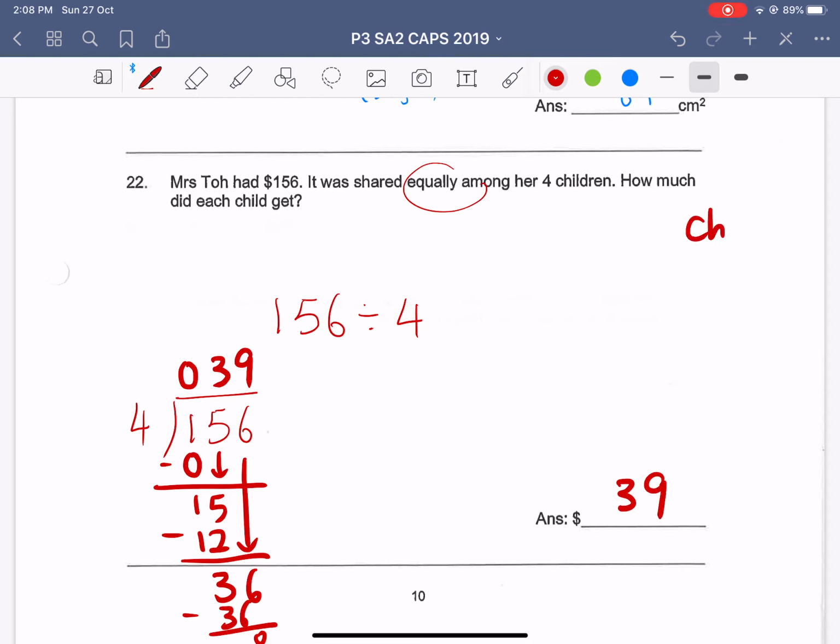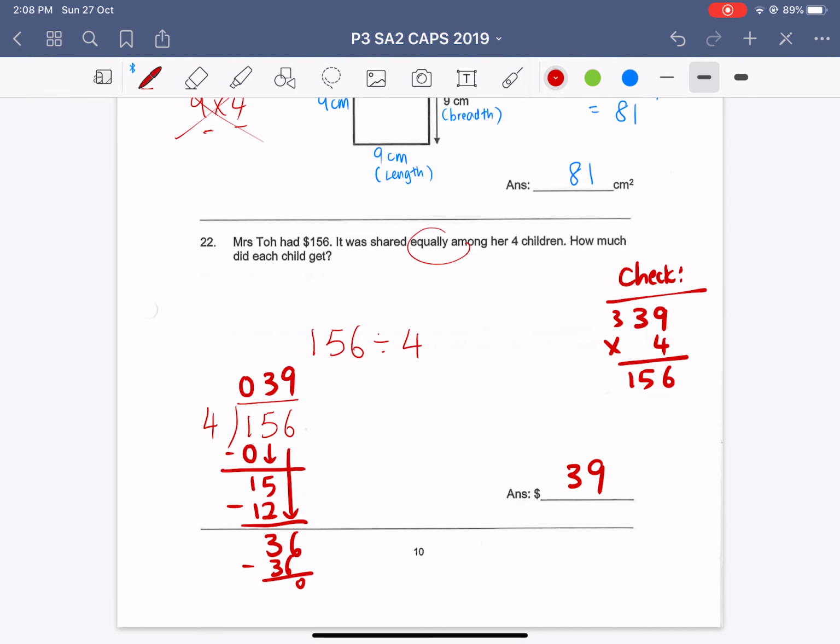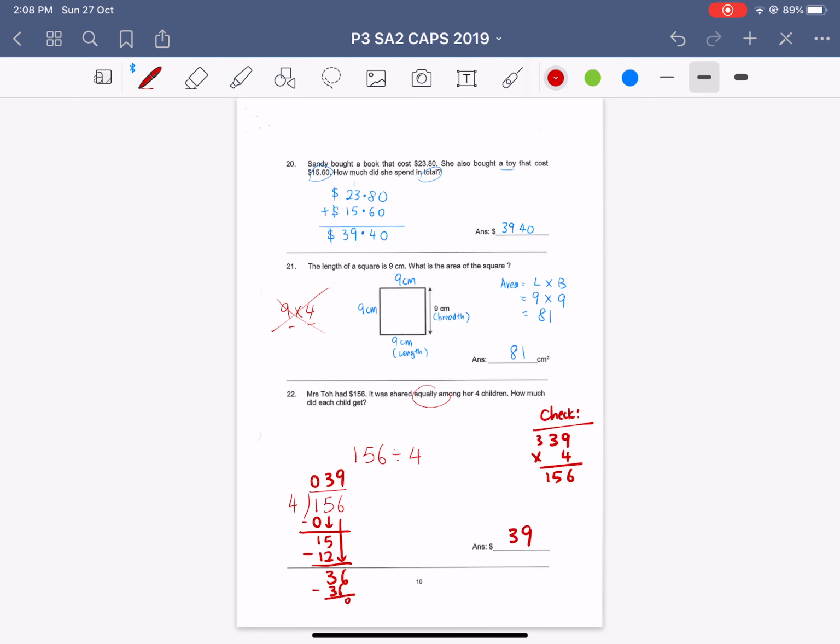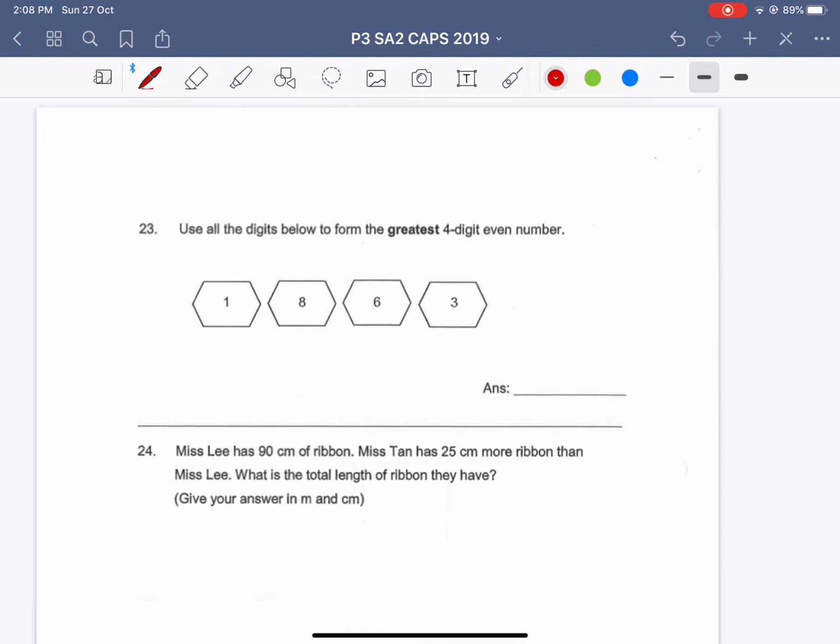So again, if we have the time in the exam, what do I suggest? I suggest doing the opposite to see whether I get the same answer back. Okay? So now $39 must be correct. Okay, so that is for page 10. Okay. Now let's move on to the next page.